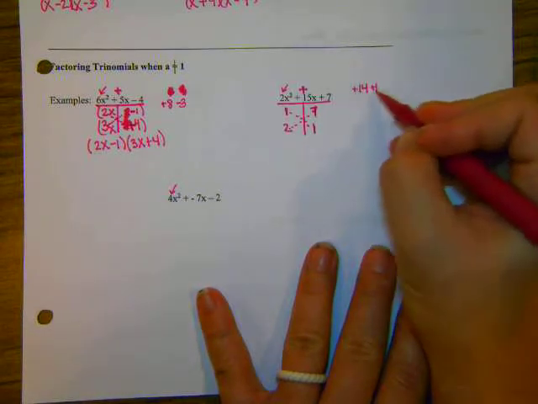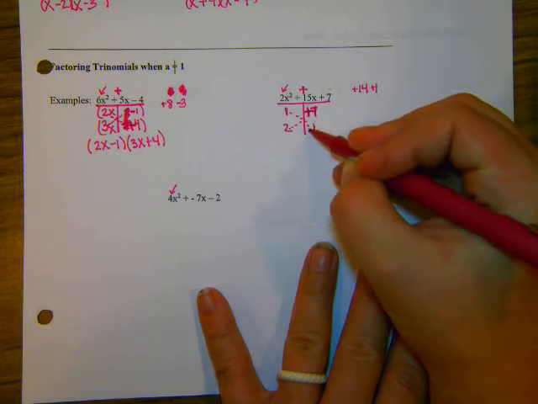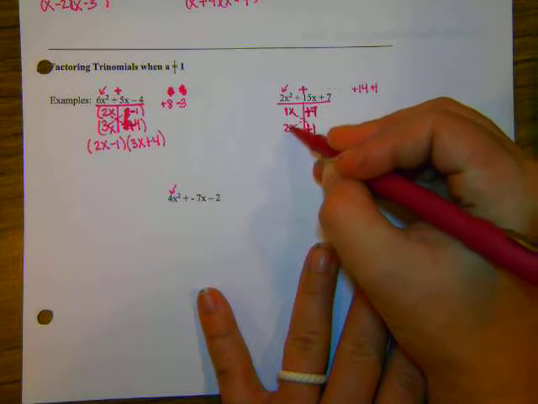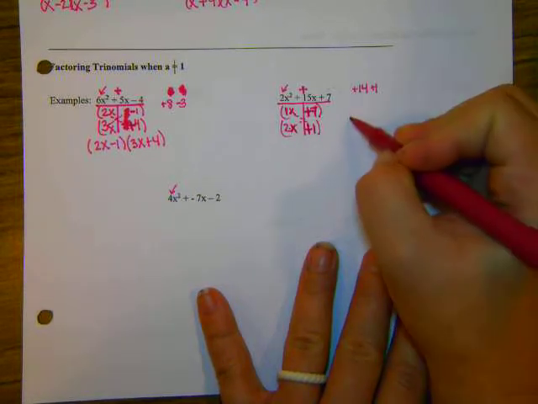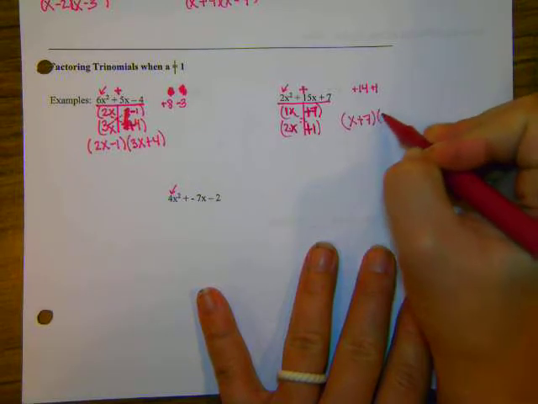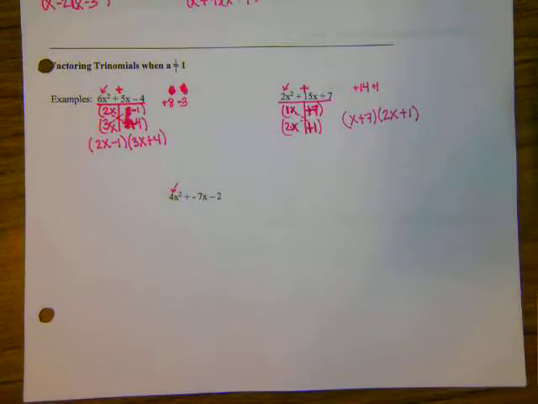So they both have to be positive, so that means both of these would be a plus, and the x's go in front here. And you group them straight across. So it's 1x plus 7 and 2x plus 1. And there's your factors. And again, you can always check your answer by FOILing out, multiplying it out, if you need.